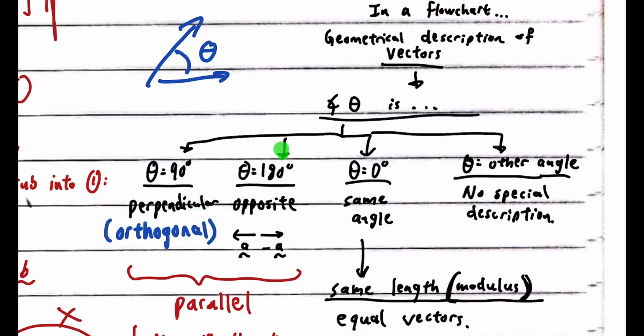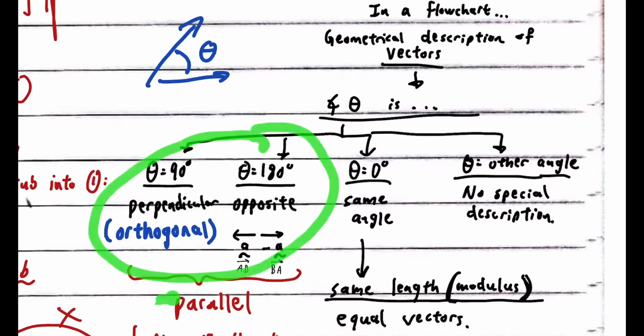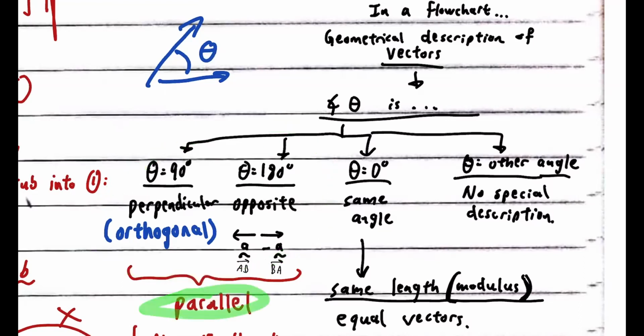Then if it's 180 degrees, we'll say that they are opposite vectors. Essentially, there's a negative sign. Vector A and vector negative A. Or for example, vector AB and then vector BA. You swap the order around, then it's a negative vector. Then in these two cases, it is parallel. One word to describe it is parallel, in both cases, 90 degrees or 180 degrees.